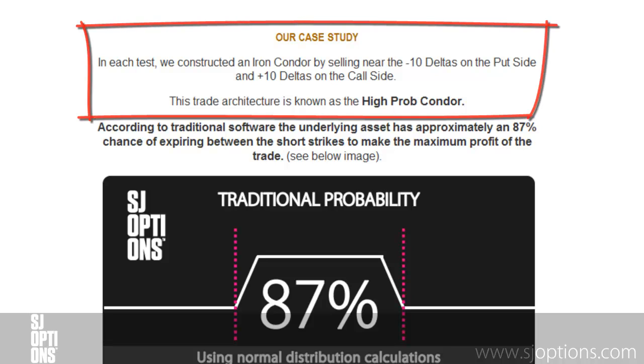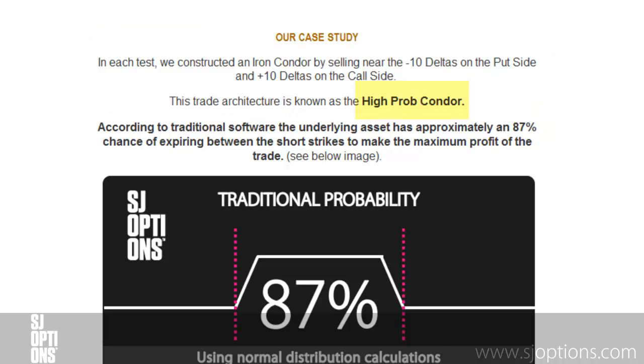We sold near the 10 delta on the put side and 10 deltas on the call side. This trade architecture is known as the High Probability Condor trade. It's very popular in the options trading industry. Now, depending on the volatility of the underlying asset, the probability of this type of trade could really range from about 78%, sometimes to the low 90s.